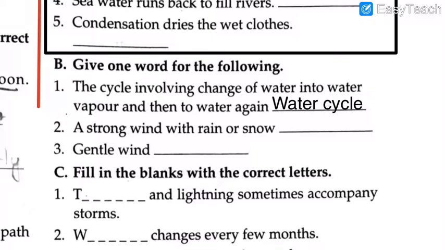0. So what is the correct answer? Here, let me write the correct answer. It is storm. You know that when the heavy wind is going on, strong wind is there, and with that lightning, snow or rain is there, it is called storm. So a strong wind with the rain or snow, it is called storm.